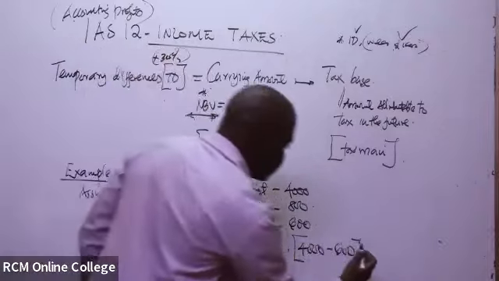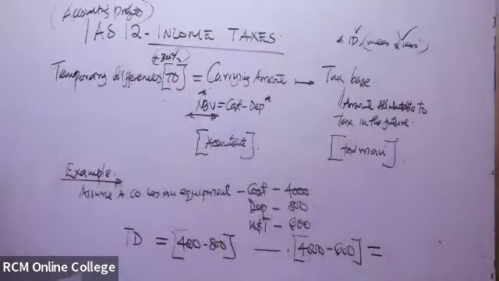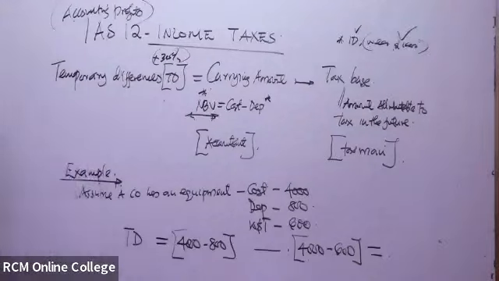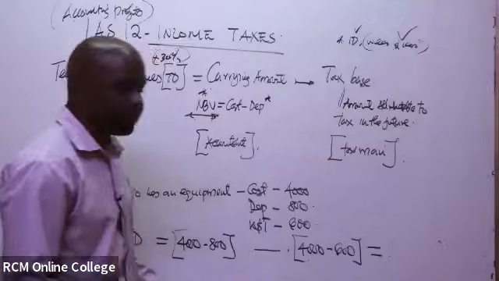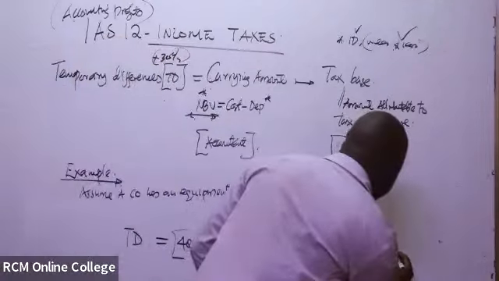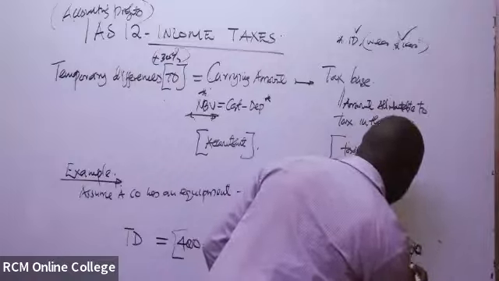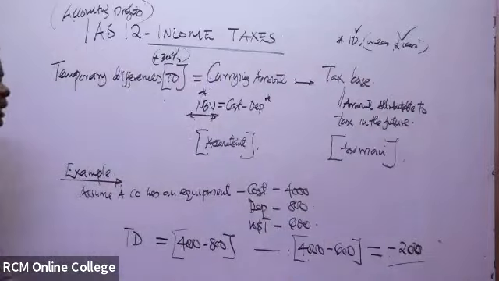So what will our temporary difference be? It is this figure minus this figure. What are you getting? You are getting a negative of 200. A negative of 200. So this basically becomes our temporary difference.